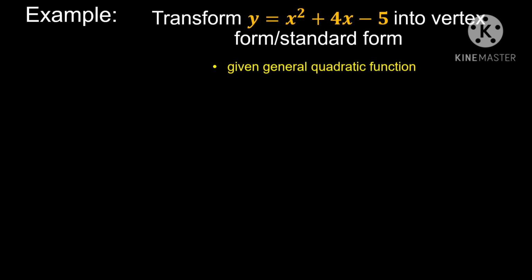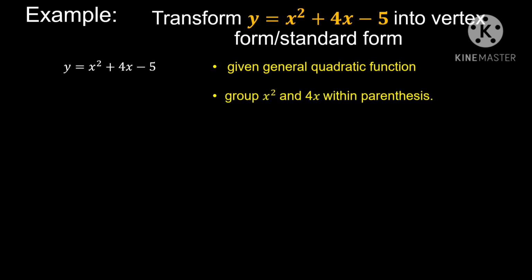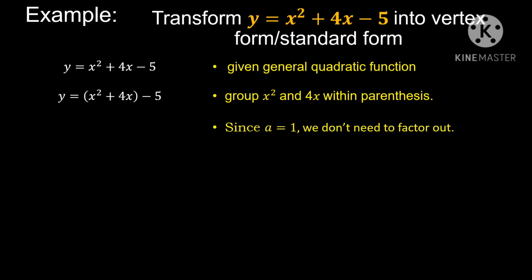So the given general quadratic function is y equals x squared plus 4x minus 5. We have to group x squared and 4x within the parentheses, or in other words, we have to isolate the constant. Since a is equal to 1, we don't need to factor out a, because it's 1 naman. Wala naman mababago kung factor out natin yung 1. So, ganyan pa rin. So, that's why we immediately take the half of the coefficient of x.